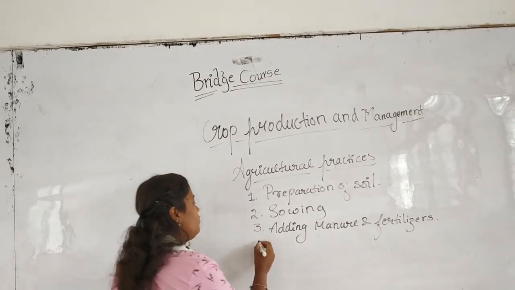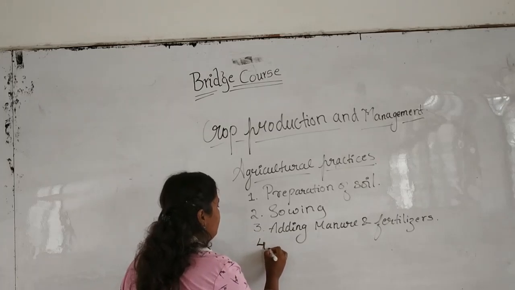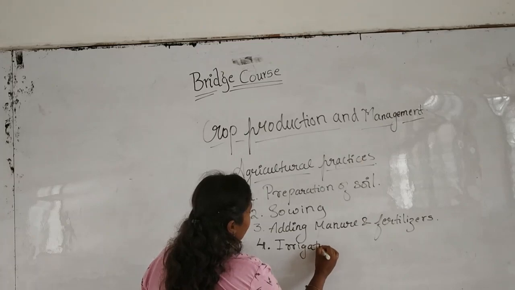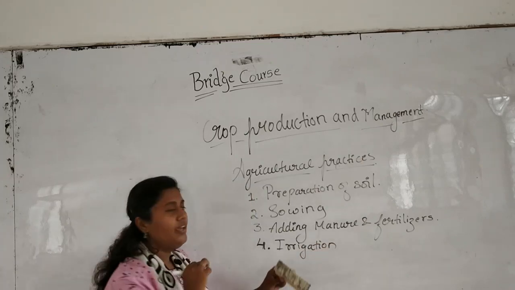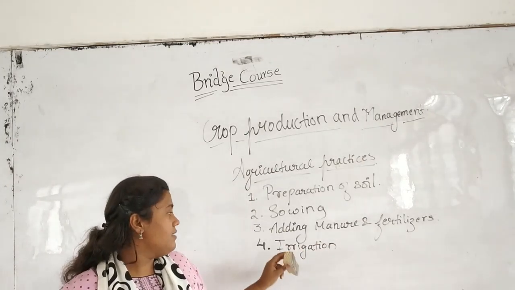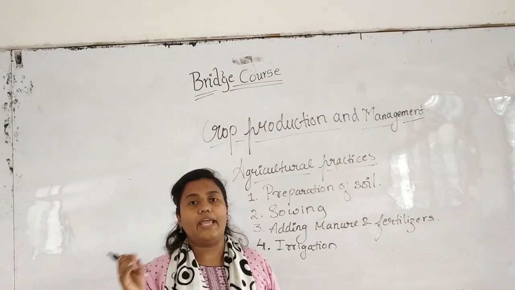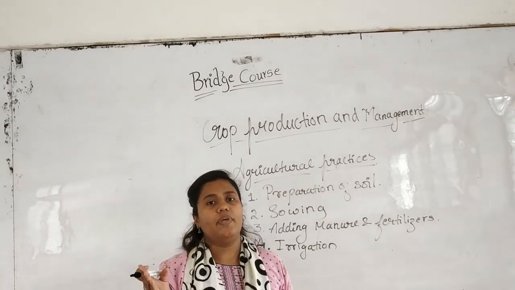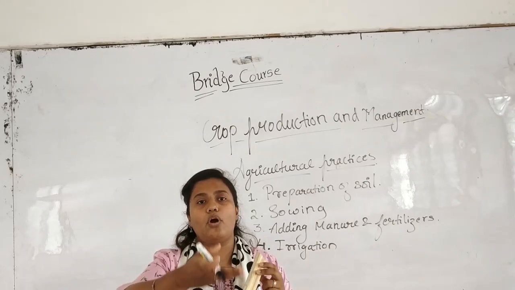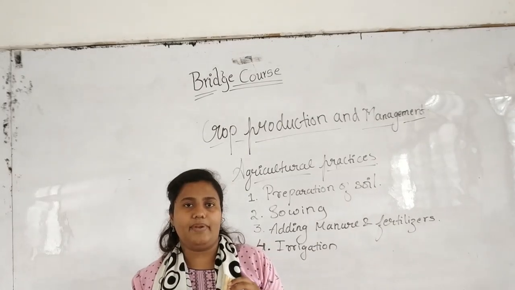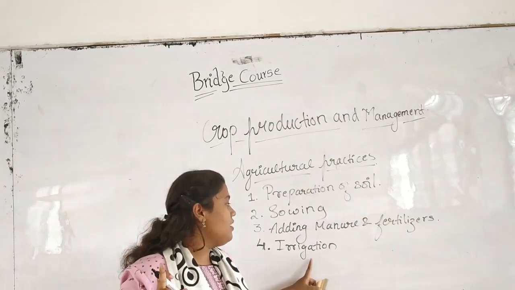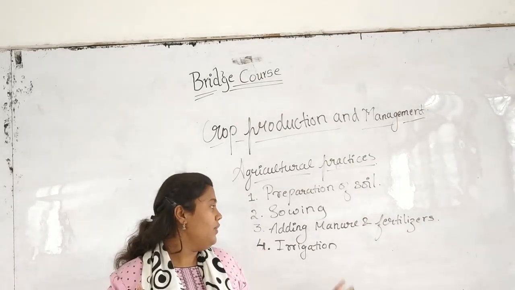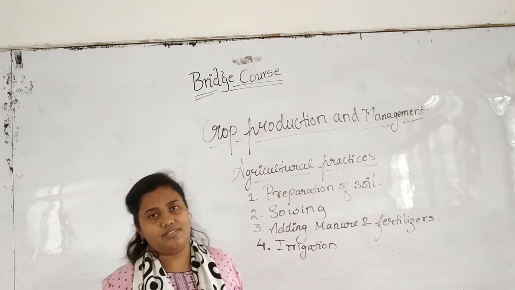Correct? Now the fourth one is irrigation. What is irrigation? Irrigation is nothing but it is watering the plants at regular intervals. Regular intervals means from time to time. There shouldn't be a gap between. One day you are watering the plant and the second day you are not watering the plant. It shouldn't be like that. Irrigation is watering the plants at regular intervals. Okay. There are 2 methods by which irrigation process takes place.